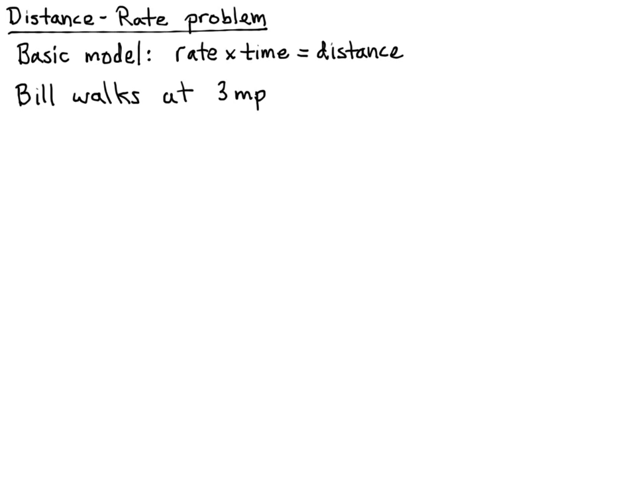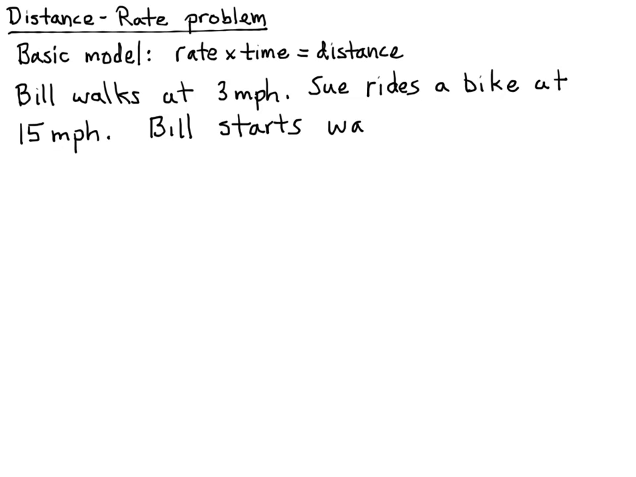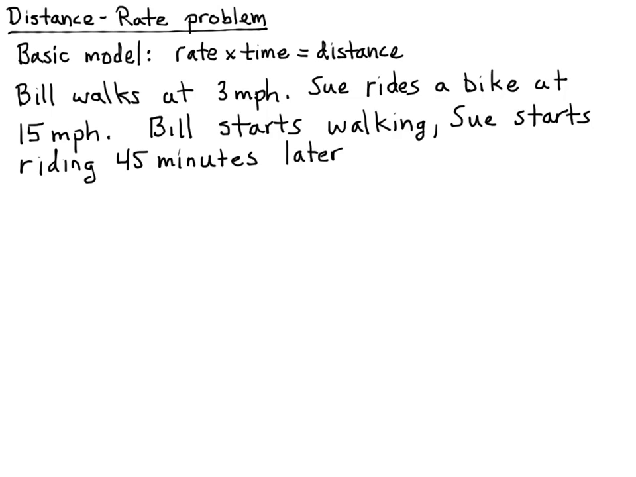So let's do an example where we can use this model. And so let's say Bill is walking 3 miles per hour and Sue is riding a bike at 15 miles per hour. Okay, so Bill starts walking, Sue starts riding 45 minutes later. When does she catch up with Bill?